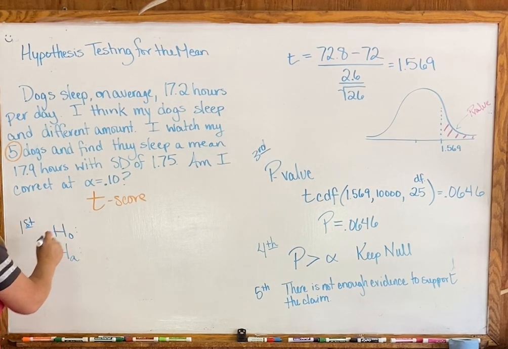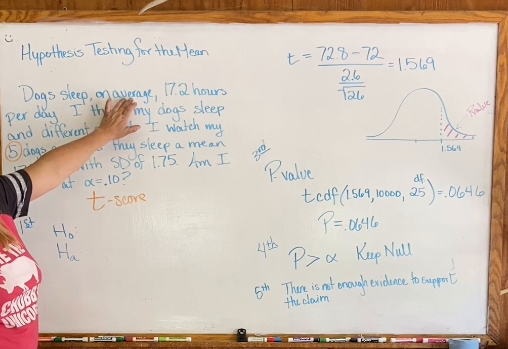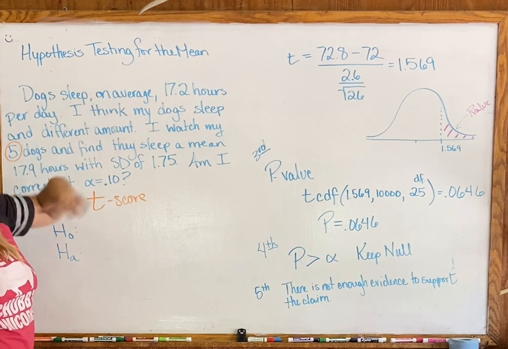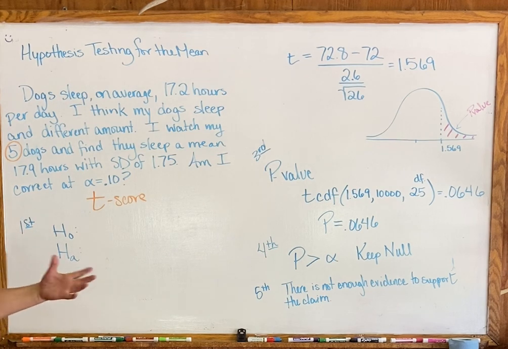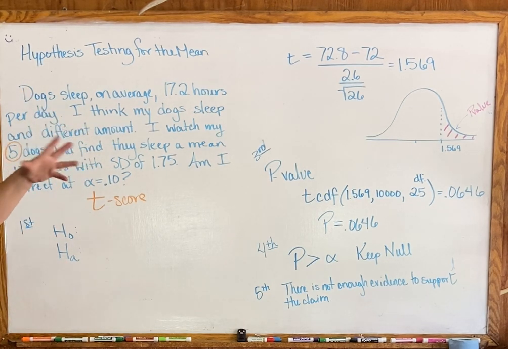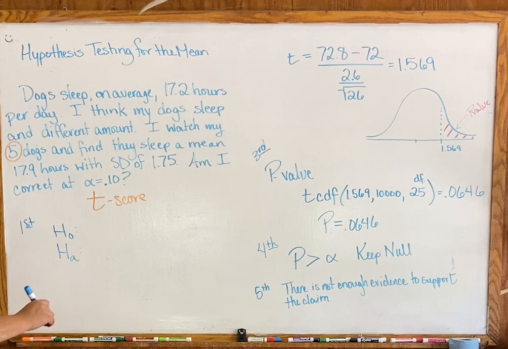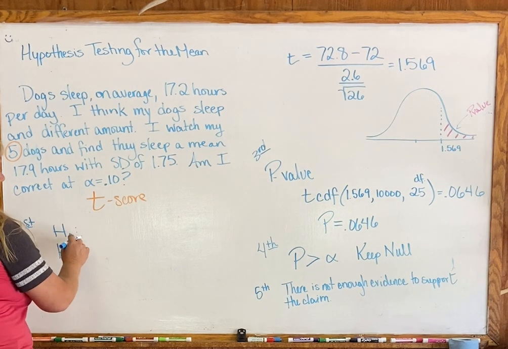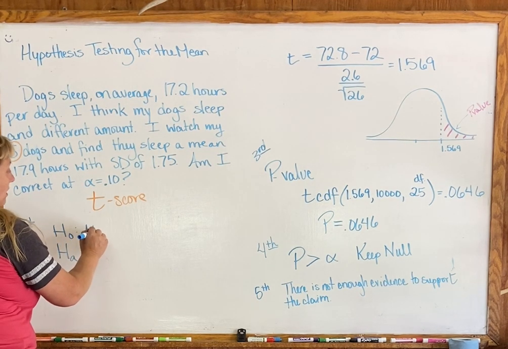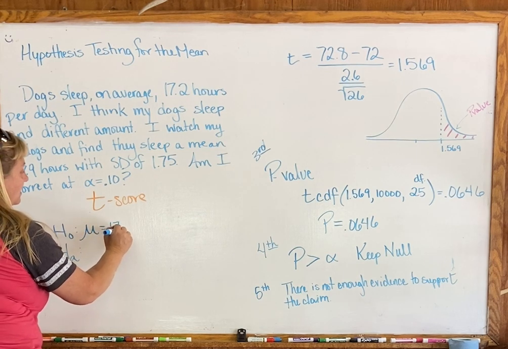HO and HA, so the null hypothesis. Now notice that they're using the word average here in the problem, and I want you to get used to that, because when people in the real world talk, they tend to use the word average, but they mean the mean. So you gotta get used to the fact that people are gonna use those words interchangeably. So we're being told that our mean is equal to 17.2.